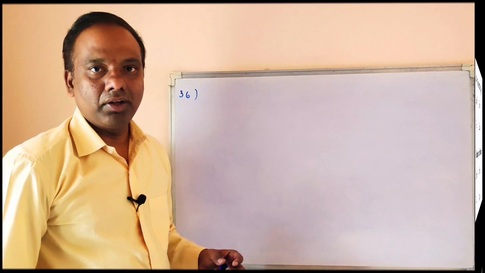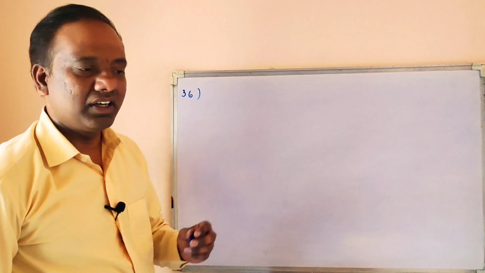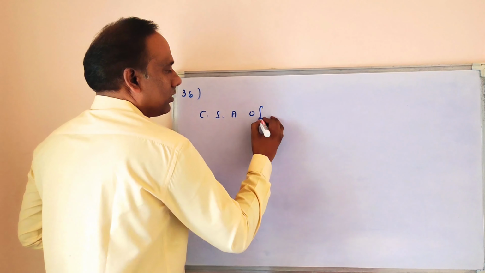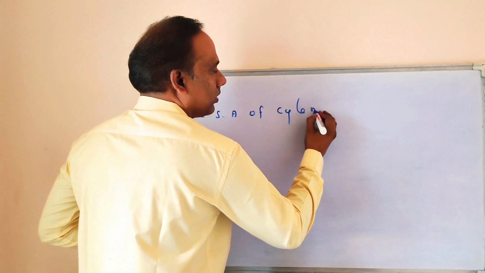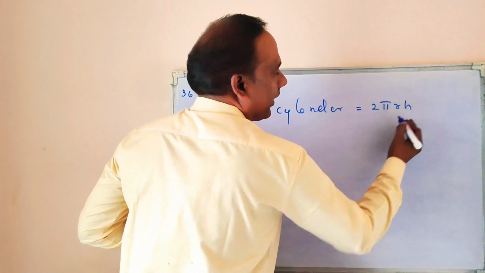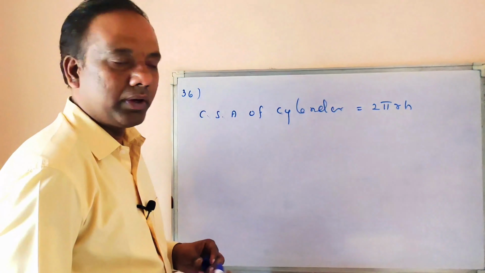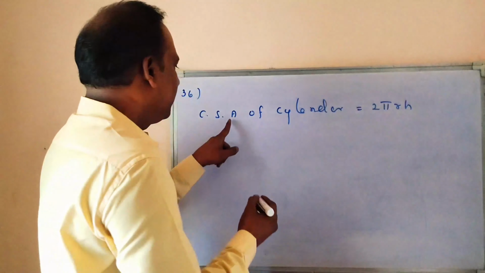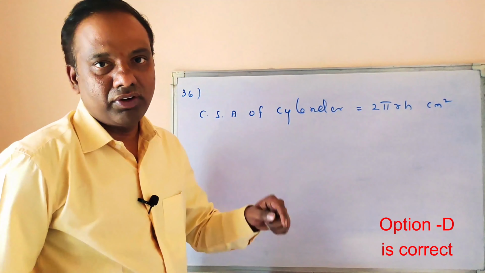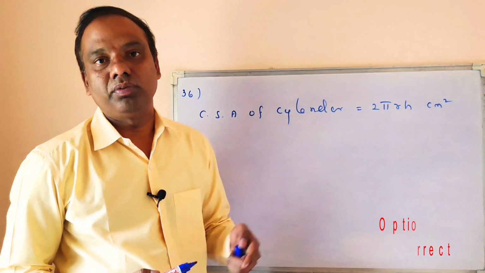Actually it is a formula. So the curved surface area of a cylinder formula is 2 pi r h. So 2 pi r h is actually an area, na? Area means centimeter square. Suppose if it is volume, it means centimeter cube.